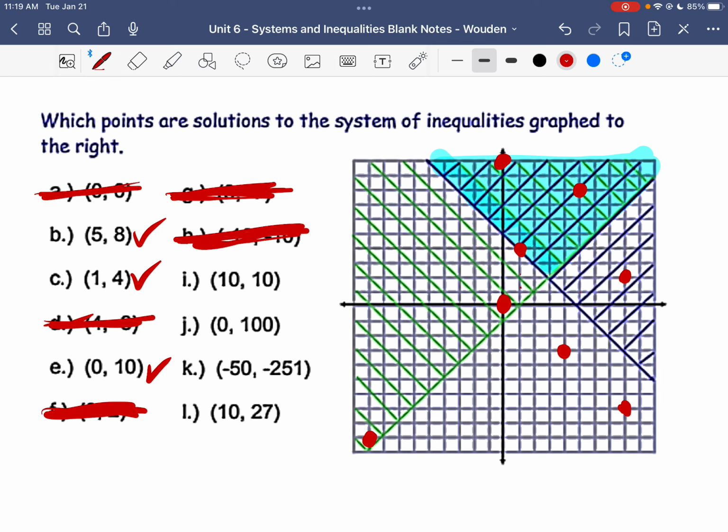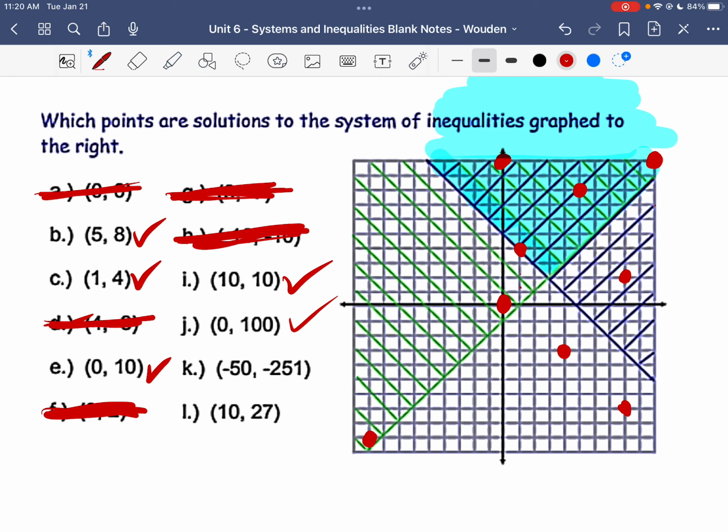Okay, (10, 10). Over 10, up 10. That's in the top right hand corner. Yes, that is a solution to this shaded area. (0, 100). So we don't go left or right. We go up 100. Yes, that would be, because this shaded area can keep going all the way up. 100 is obviously going to be really far up, but it will be in the blue shaded area.